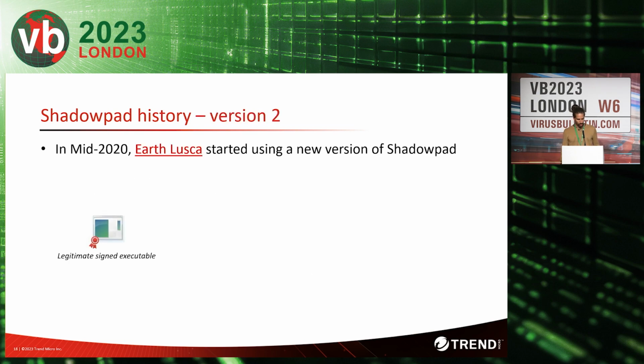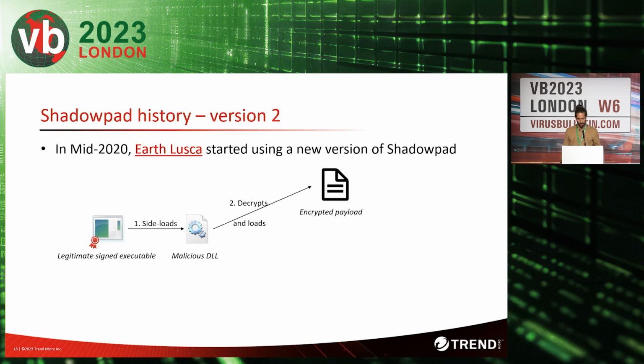So then in mid-2020, there was version 2. A threat actor named Akhlut started using it. In this case, there were not 2, but 3 files used. So again, the legitimate signed executable would sideload the DLL. The DLL will actually decrypt and load this binary blob that I mentioned before. So this is still the case nowadays. This is the same scenario in the latest Shadowpad version.